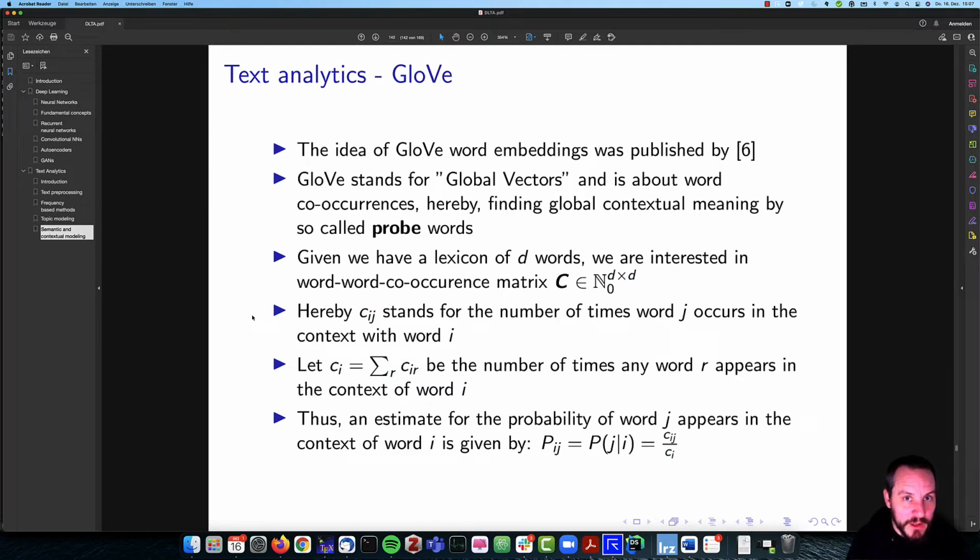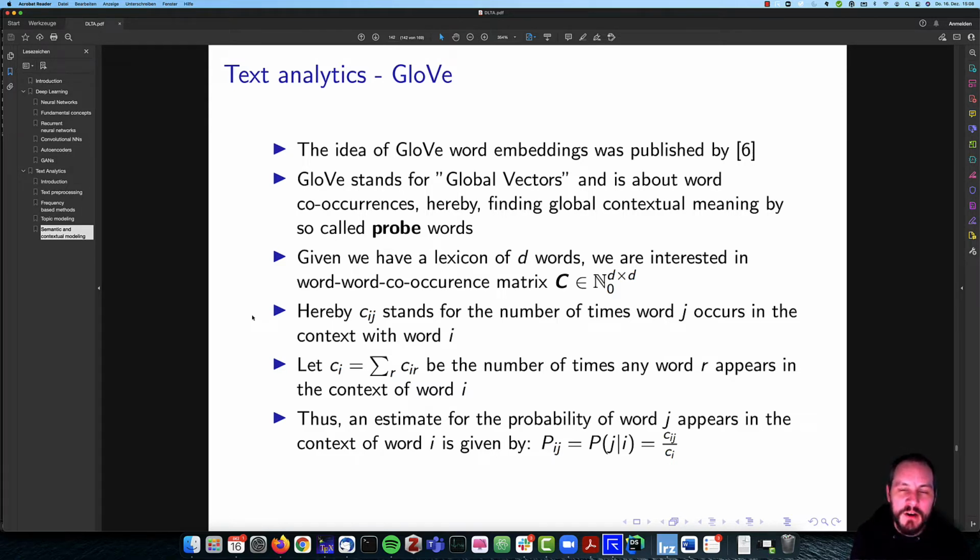But for the GloVe model, we calculate how many times in all documents certain words occur in the context, for instance, of the word "text". That's the word-word co-occurrence matrix. If we have D unique words in our overall corpus, for each word, say "text", we scan all the documents and always look at, for instance, how many times the word "like" is in the context of "text".